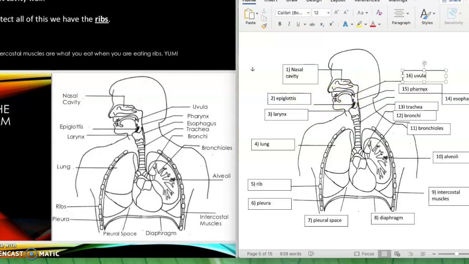Okay, so that pretty much sums up our diagram. If you have any questions about how anything moves in here, please let me know. Reach out, send me a message on Edmodo, however you need. I can definitely go over this again.